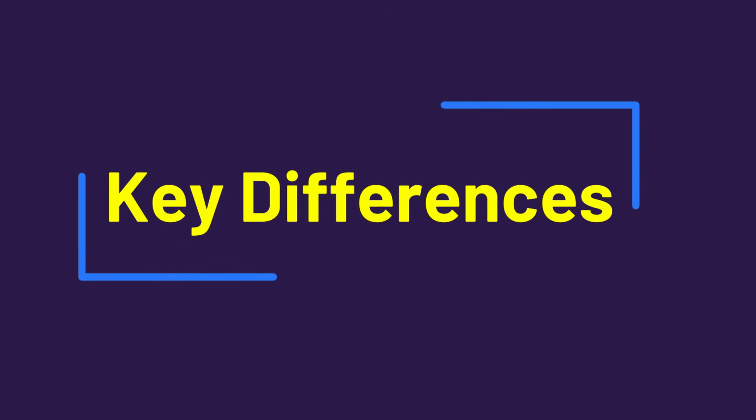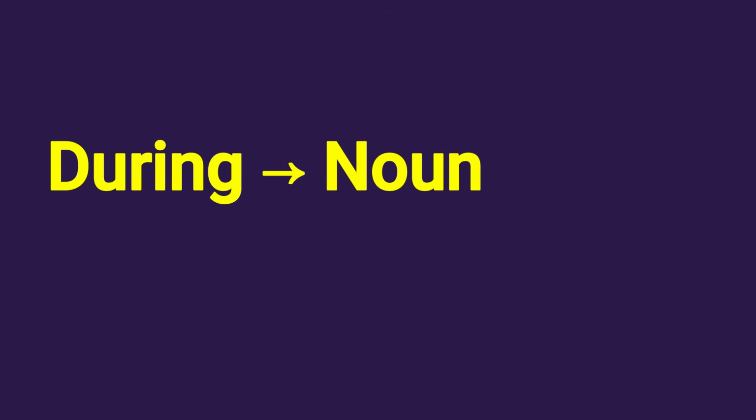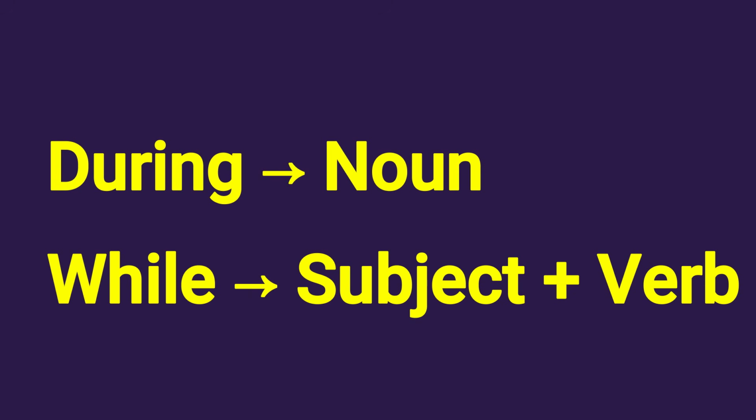Let's understand the key differences between during and while. So the main difference is very simple. Use during before a noun. Use while before a sentence. You can say subject and verb.